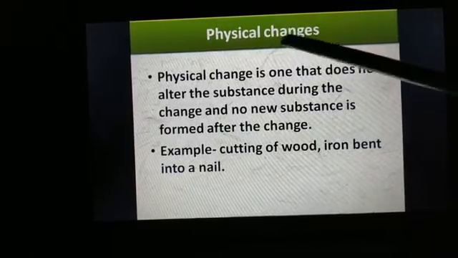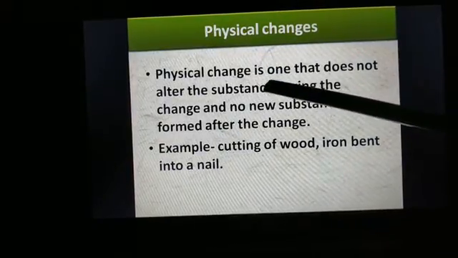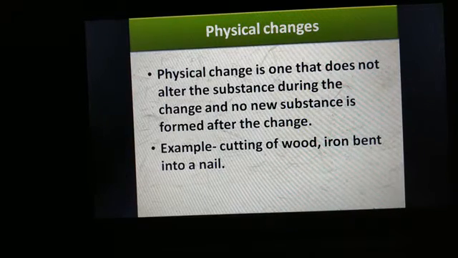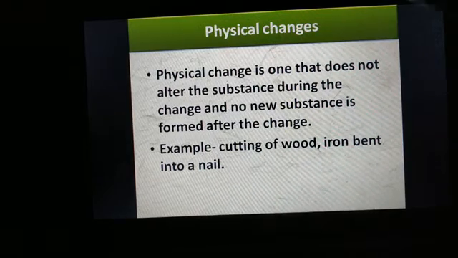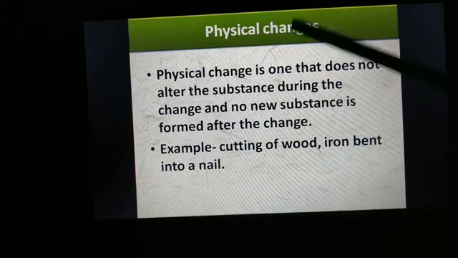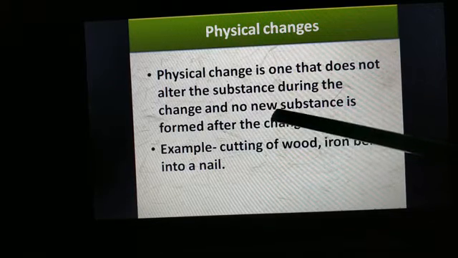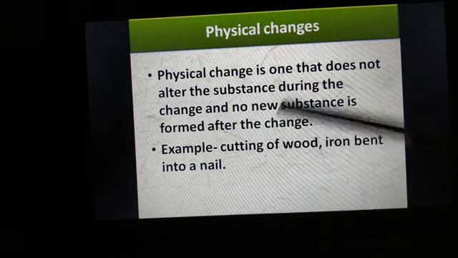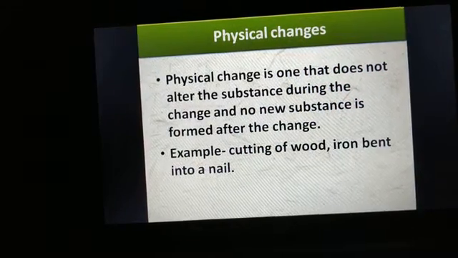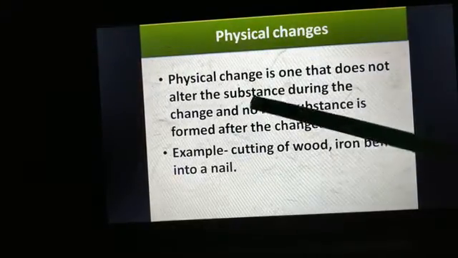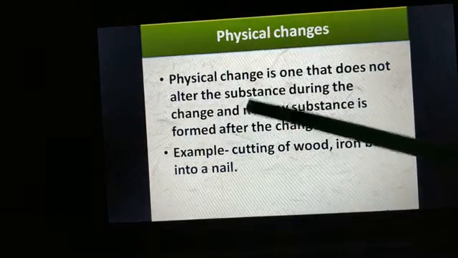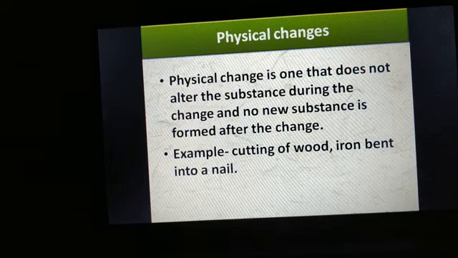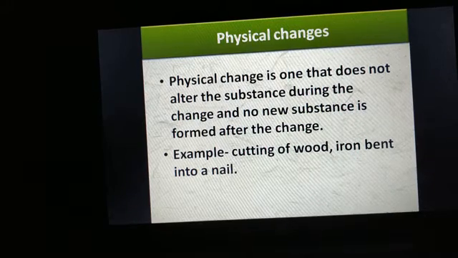Now let us talk about physical change and chemical change. Physical change is one that does not alter the substance during the change and no new substance is formed after the change. So at the end of a physical change, we will not get any new substance. The substance is not altered. It does not get changed. And most physical changes can be reversed.